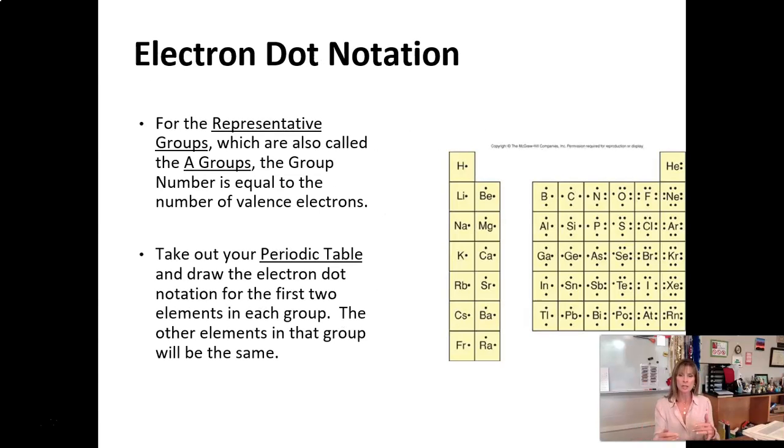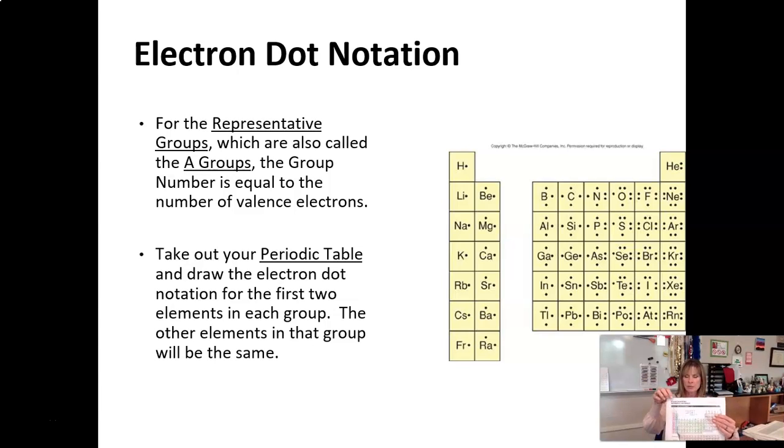So for electron dot notation, we'd like you guys to go ahead and draw on your periodic table, do the electron dot, and you can pause me and draw the dots in for at least the first couple of rows, first 2 or 3 rows. We want to do them just for the A group elements. Now, what are the A group elements? Well, if you look on your periodic table, let me pull out one. No, that one doesn't have it. There we go, that periodic table.